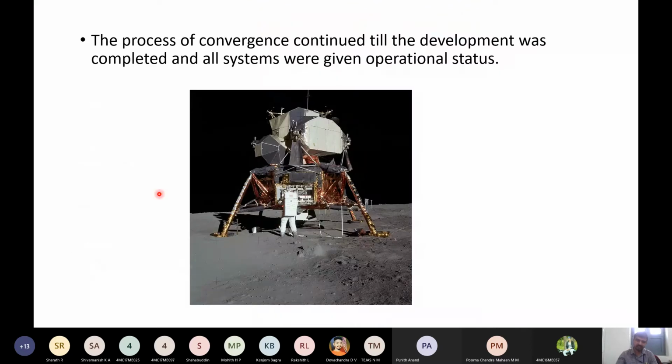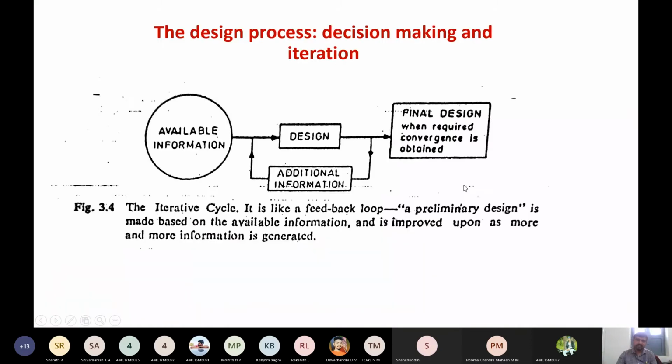So this was the lunar vehicle, which landed on the moon. The process of convergence continued till the development was completed and all systems were given operational status. Okay, next topic: the design process, decision making and iteration.